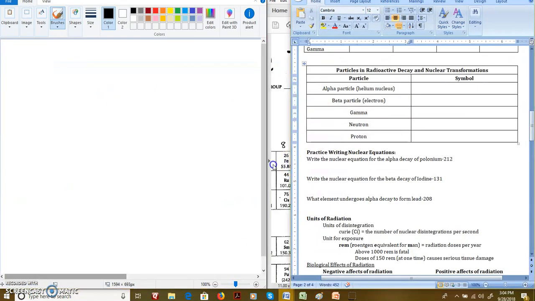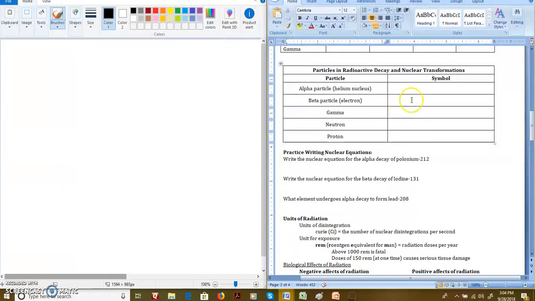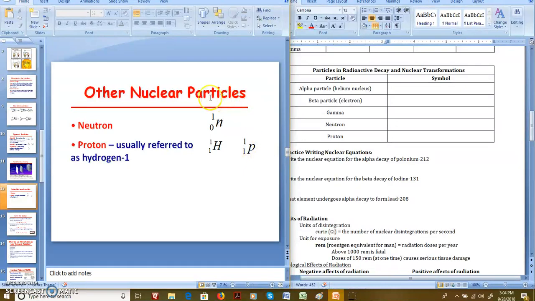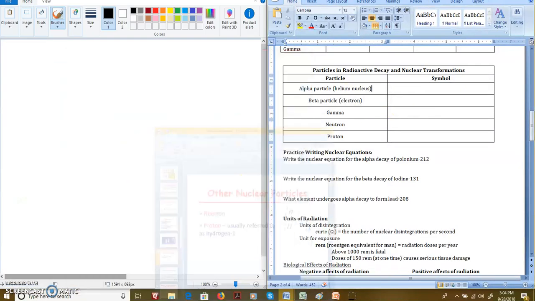All right, so for homework, I would like you to fill in this chart with the correct symbols and the correct numbers that go with them to match these particles. Neutrons and protons can be found right here. This is their symbol, so go ahead and fill those in. And then I'd like you to try writing these nuclear equations. But I do want to start with this first one and give you some hints. So write the nuclear equation for the alpha decay of polonium-212.